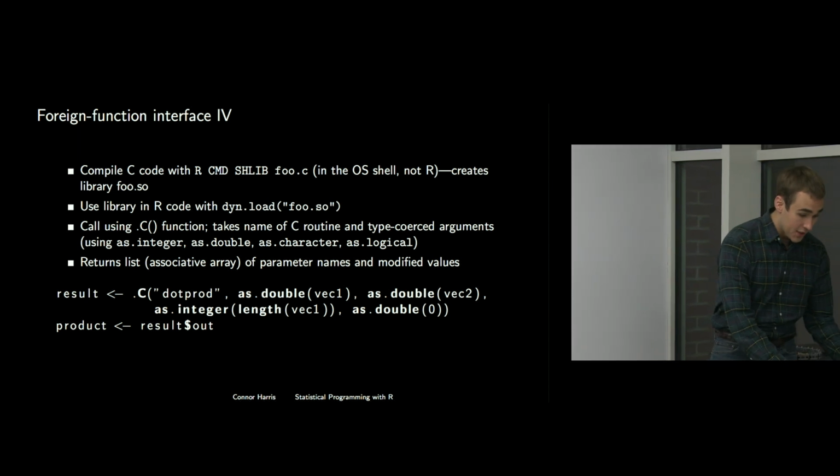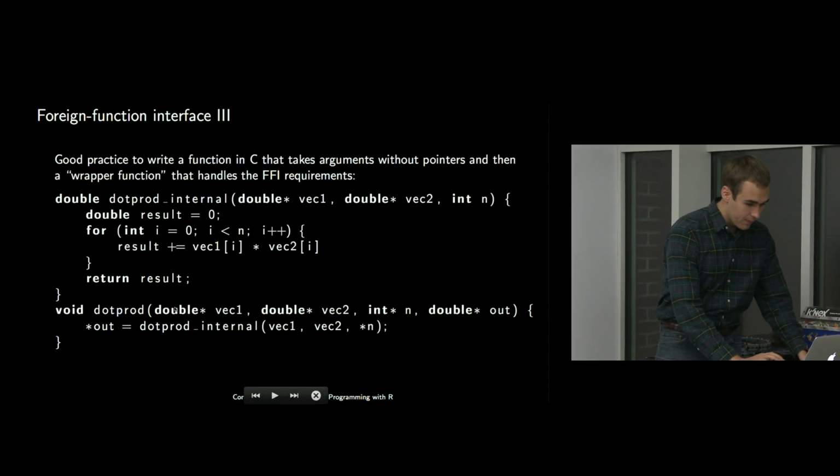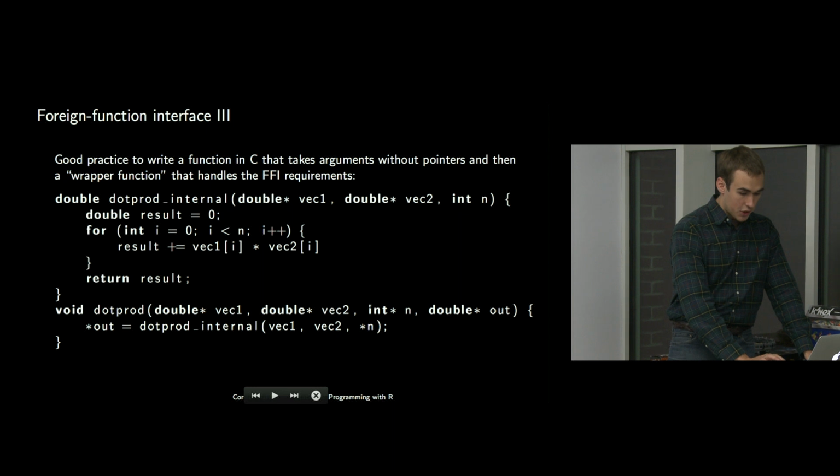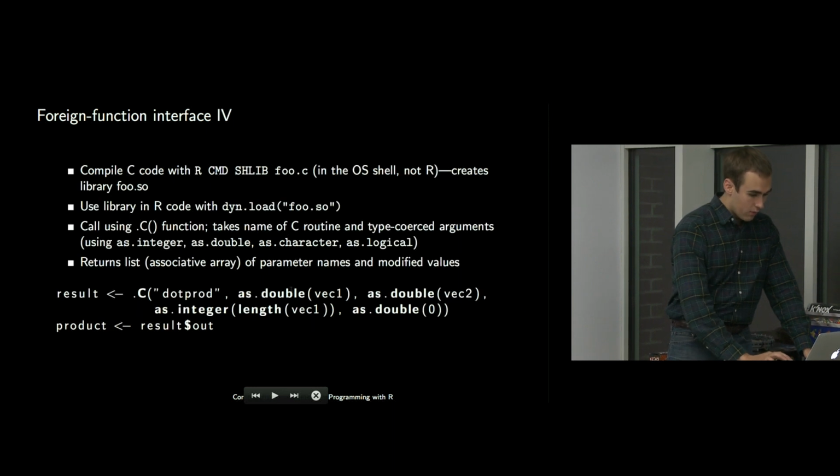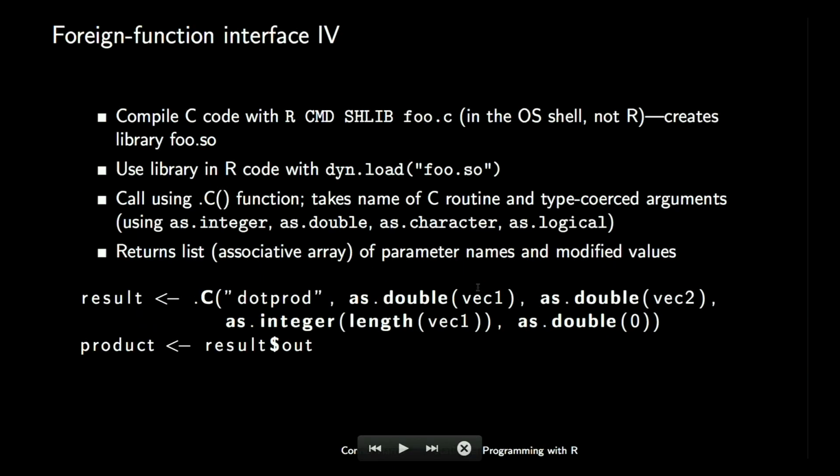So in this case, because .prod in our has arguments vec1, vec2, intent, and out, to .c we have .prod, the name of the function we're calling, vec1, vec2, type coerce, the length of either vector. I just chose vec1 arbitrarily. It would be more robust to say, like, as integer min length vec1, length vec2. And then just as double 0, because we don't really care what goes into the out parameter because we're setting it to 0 anyway.